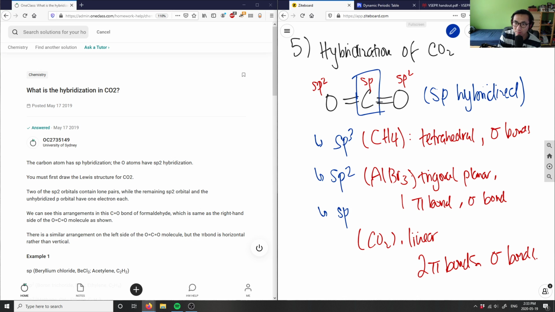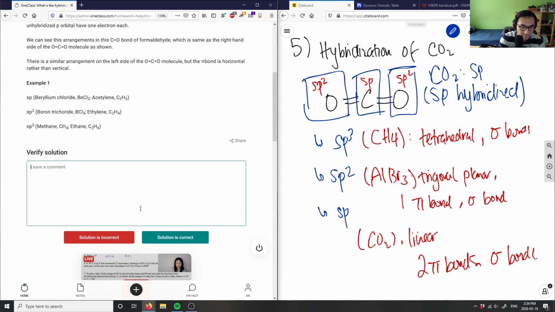These are all separate units. However, if I ask what is the hybridization of CO2, I know it's sp hybridized. So this is the correct solution. We can also conclude that CO2 is an sp hybridized molecule due to its linear geometry according to VSEPR theory. So the solution here is correct.